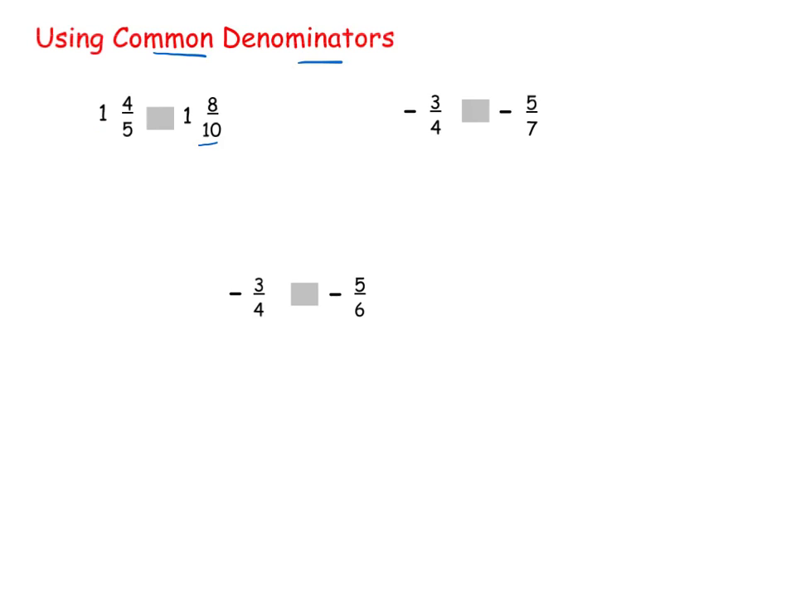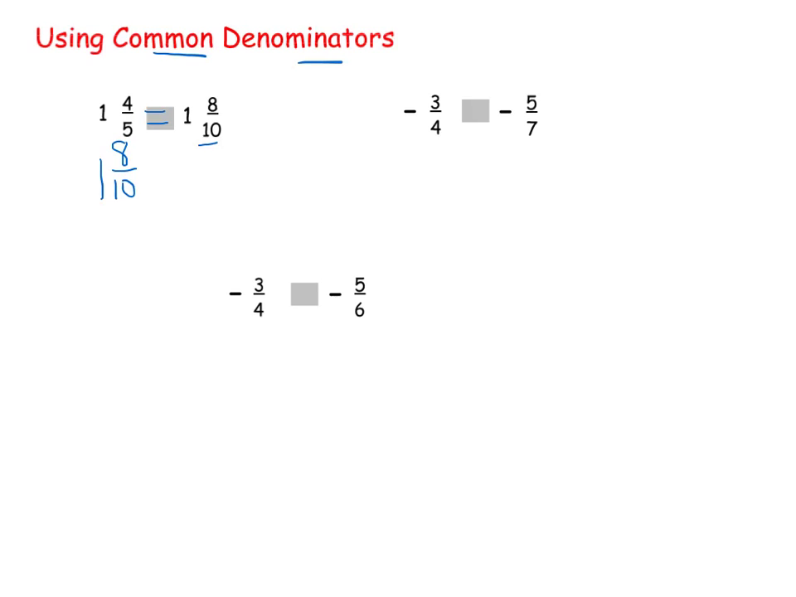So we can see that 5 goes into 10. So we can use 10 as our common denominator, and we only have to change 1 and 4/5. So 5 times what will give you 10? Hopefully you said 2. So 4 times 2 will give me 8. So I have 1 and 8/10 compared to 1 and 8/10. So what do we know? That these are equal to each other.